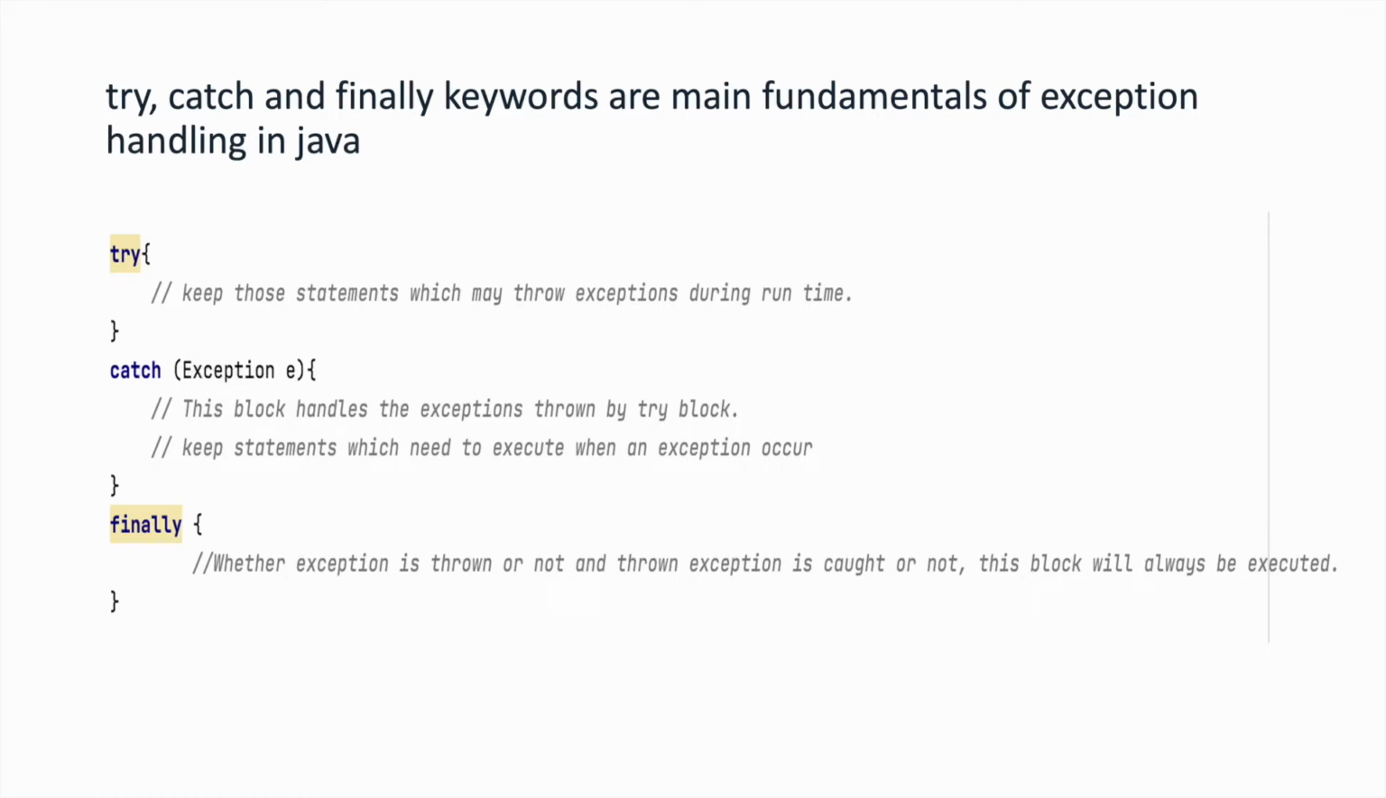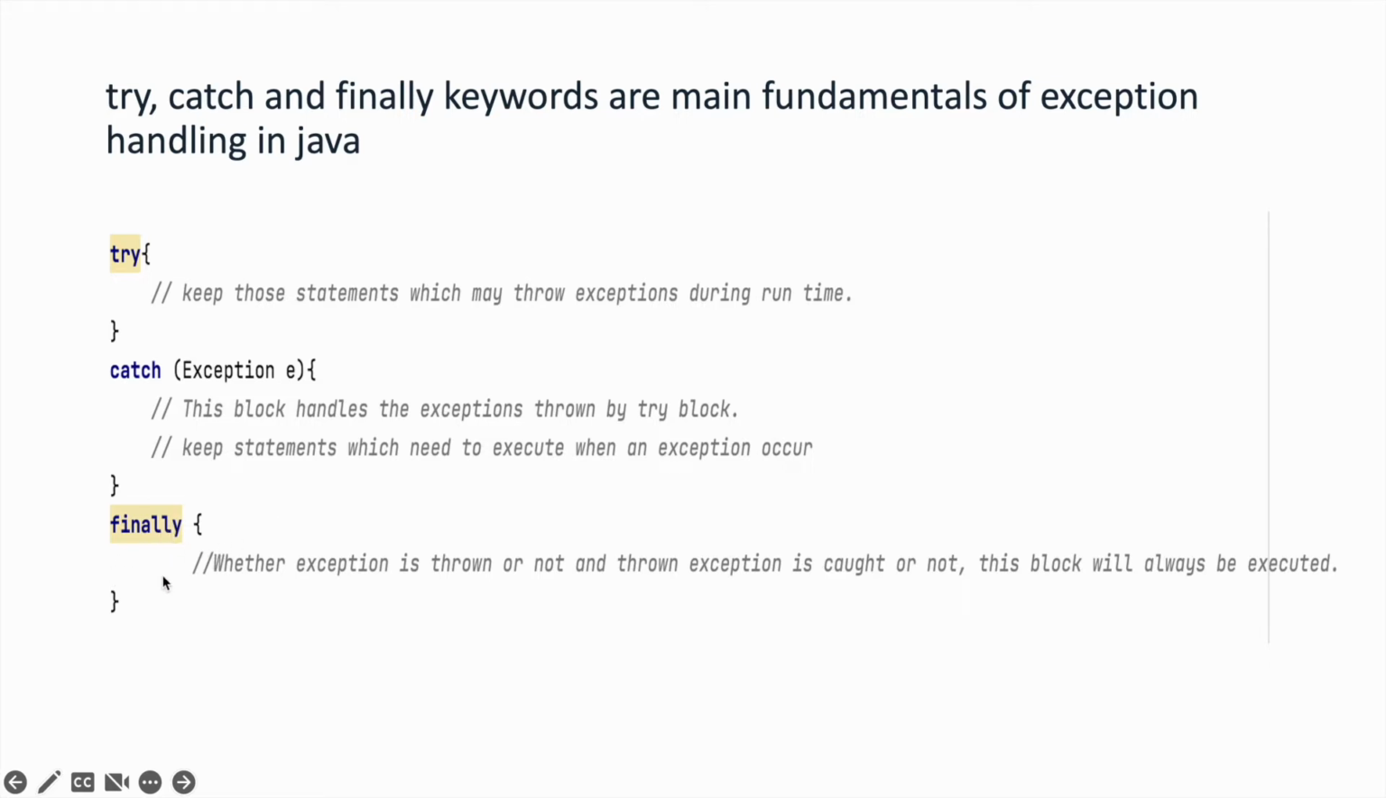And sometimes rollback operations can also be performed in the catch block. Next is the finally block. The finally block is a block of statements that will always be executed, whether an exception occurred or not, and whether it is caught or not. This finally block will always be executed.